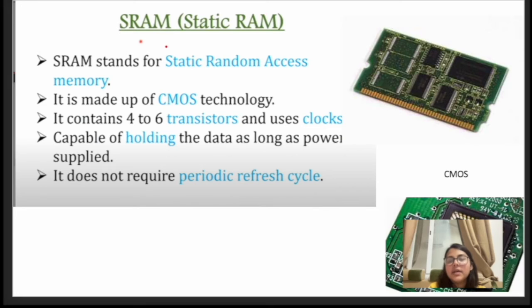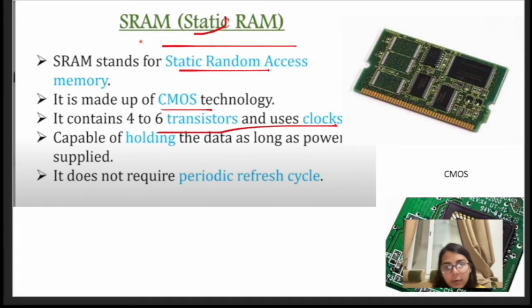And this is SRAM. SRAM actually stands for static RAM. So it is static, students. It does not change, or we can say there is no need of refreshing this kind of data. And it is made up of CMOS technology, and it contains 4 to 6 transistors and uses clocks also, and is capable of holding the data as long as power is supplied. It does not require periodic refresh. So here you can see a photograph of SRAM.